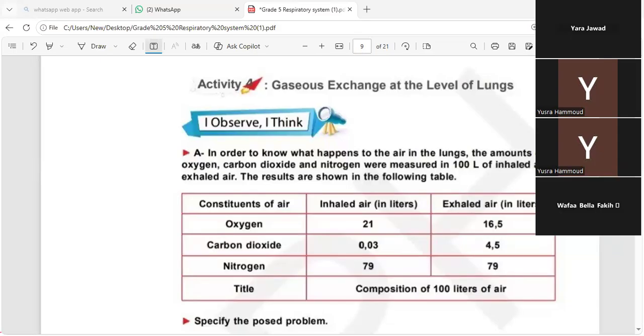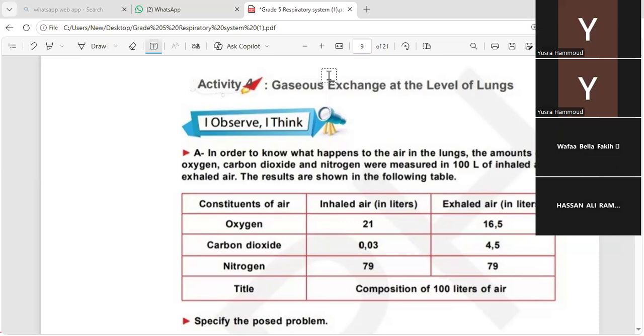Here, the gaseous exchange at the level of the lungs. Who remembered? I told you before what's the meaning of exchange. Anybody can remind us? What is the meaning of exchange?